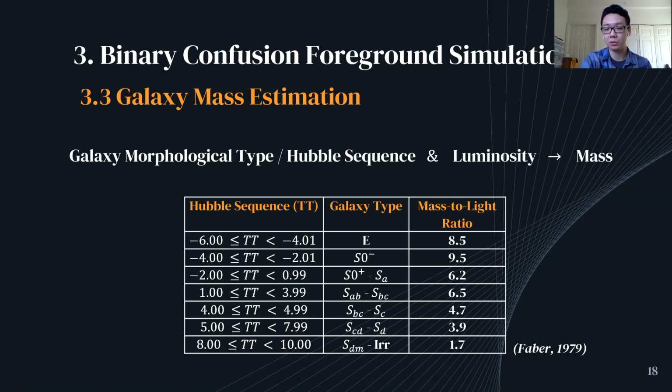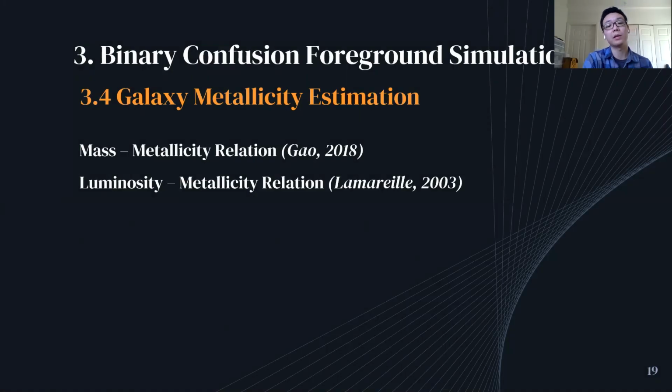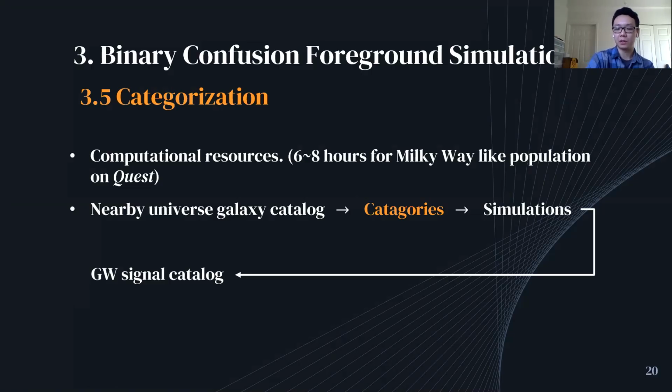In total, seven classifications. Each type corresponds to a certain mass to light ratio due to its history and star forming rate. From there, we can estimate the galaxy mass from its luminosity. For the metallicity, a pretty similar story. Previously, research suggests different methods of estimating metallicity from galaxy properties like the mass-metallicity relationship and luminosity-metallicity relationship. In the end, GWGC provides us enough information of the potential sources for COSMIC to generate a realistic population of extragalactic binary confusion foreground.